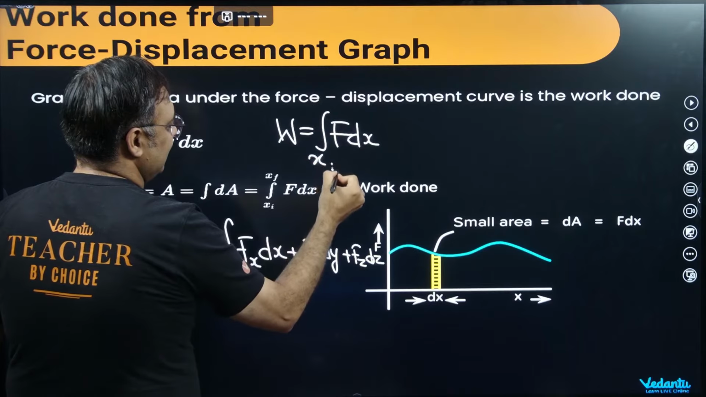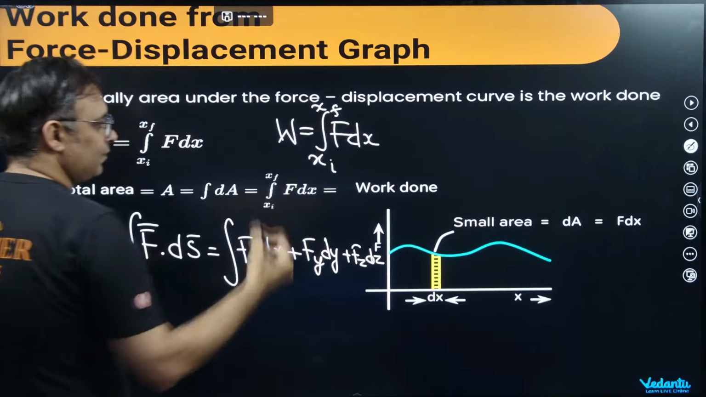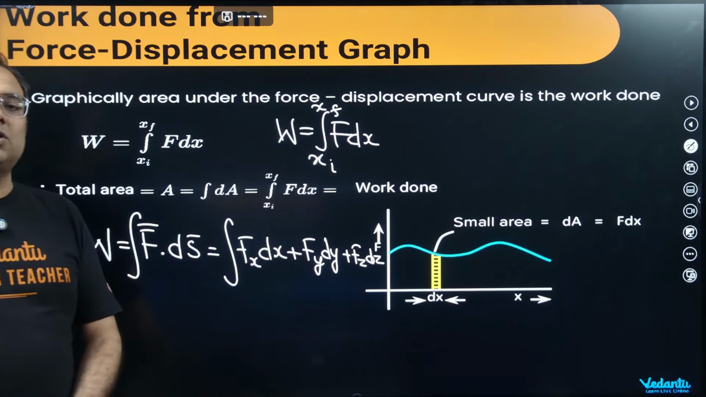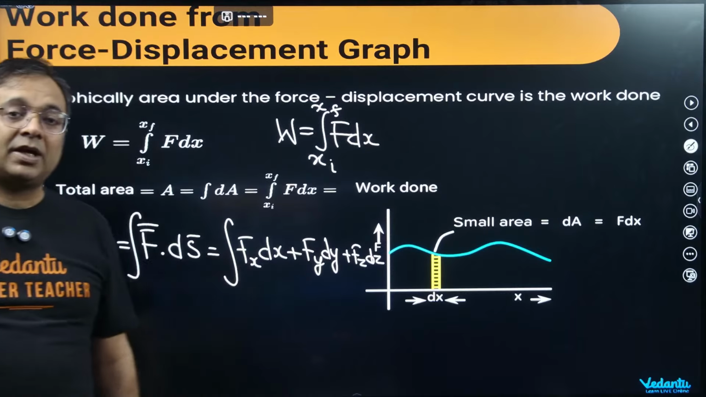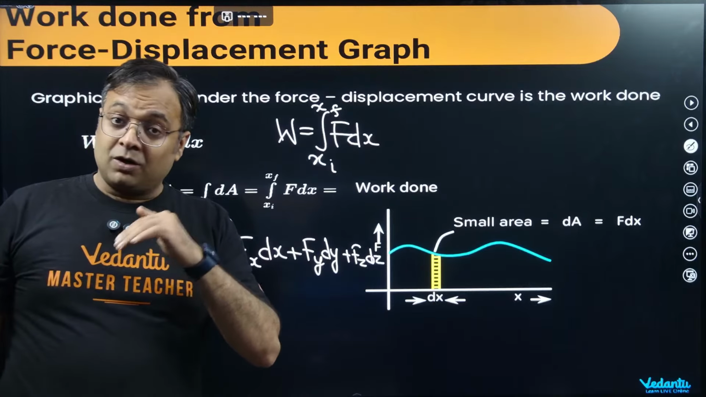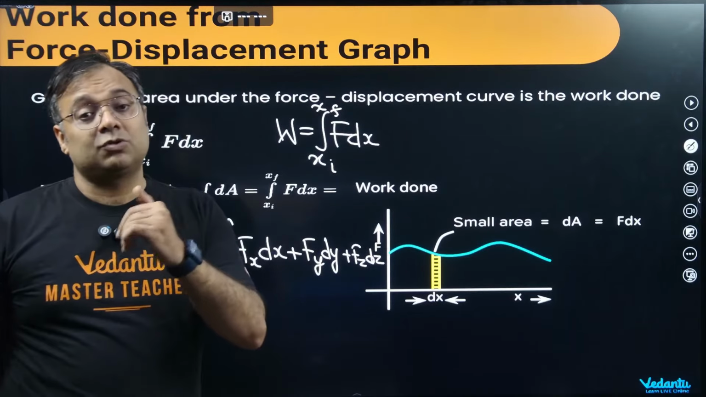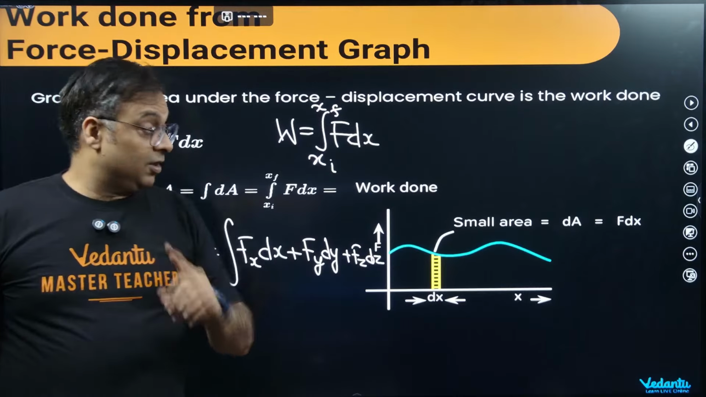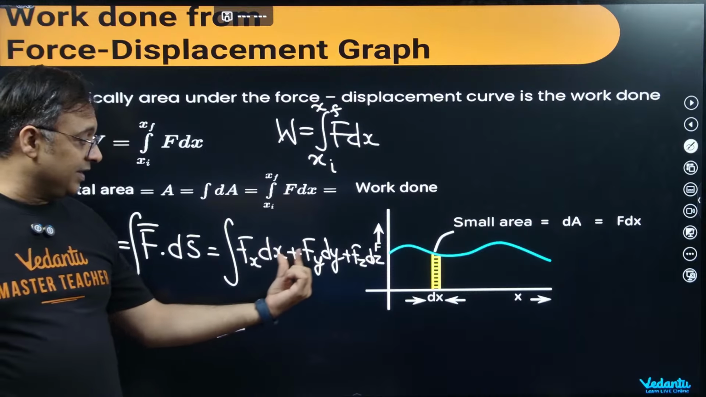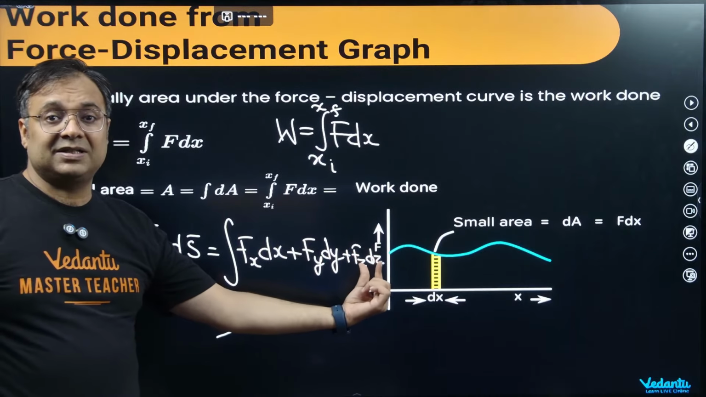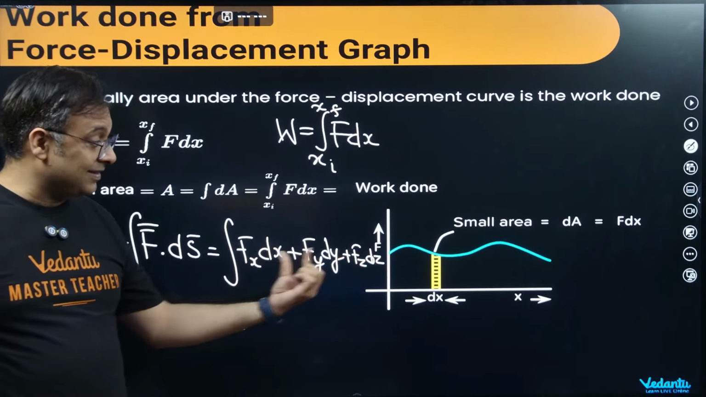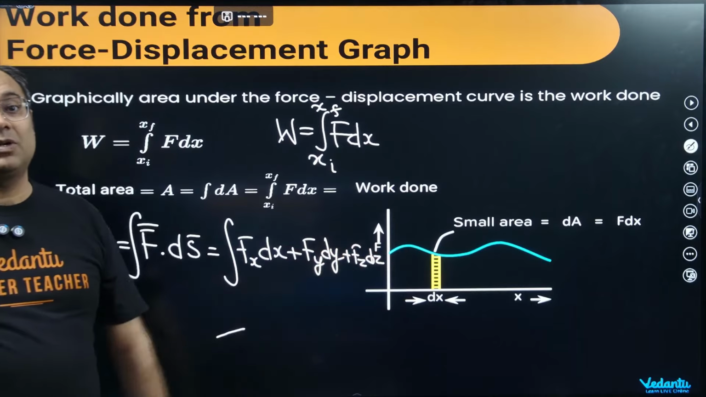And from some x initial to some x final. That's how we calculate the work done in the x dimension, if the force is only in the x dimension. But please remember, if you have force components along x, y, and z, then you simply add these three things: integration Fx dx, integration Fy dy, integration Fz dz. Please remember, it is not a vector quantity finally. These are scalar quantities and you have to calculate them accordingly.